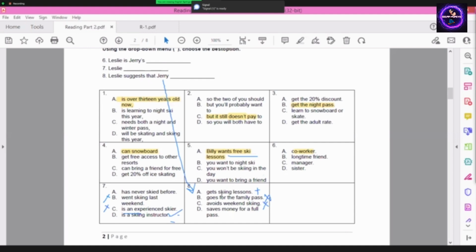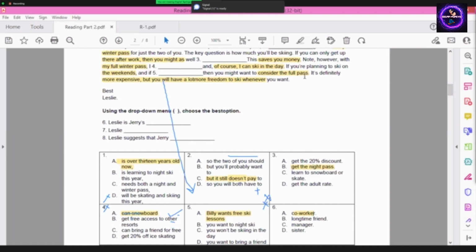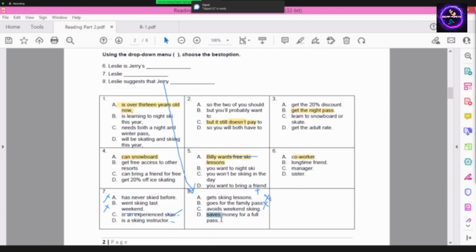It's not that Jerry wants to go for ski lessons. Family winter pass is out from the initial option only because it's expensive. Avoids weekend skiing? Weekend skiing is suggested, so why will he avoid weekends? Because he says he's planning to ski on the weekends. That's the only answer, and it lies in the last option: saves money for full pass. That's right. So this is what you have to do in part 2.